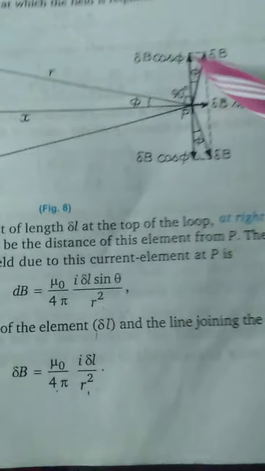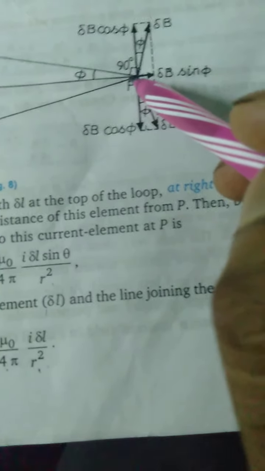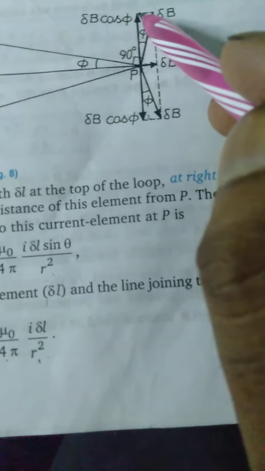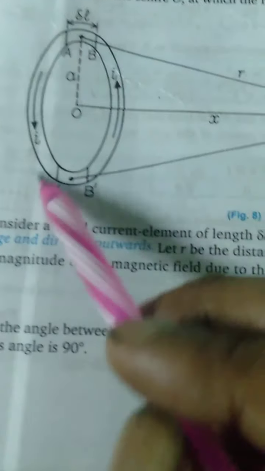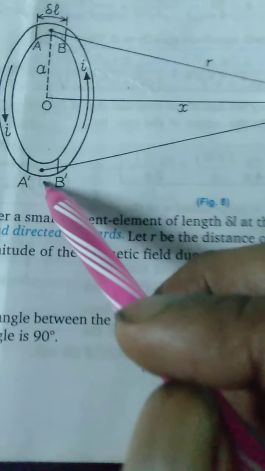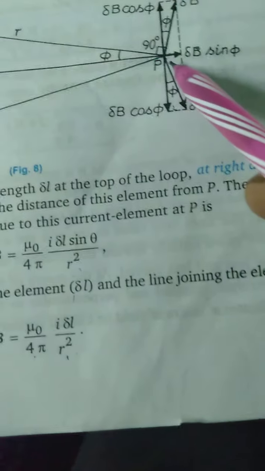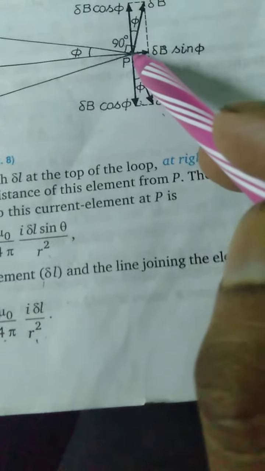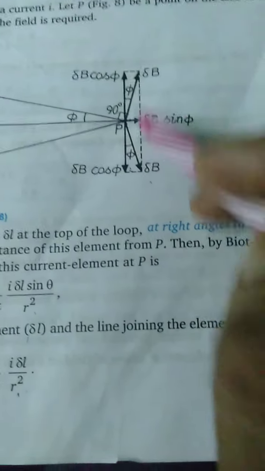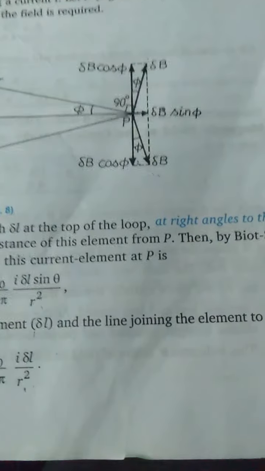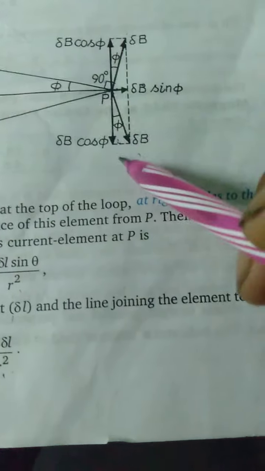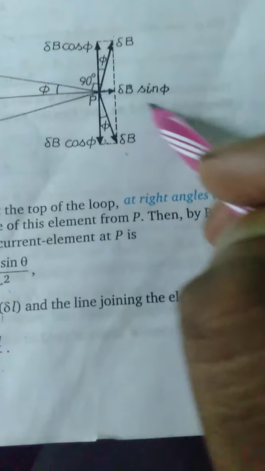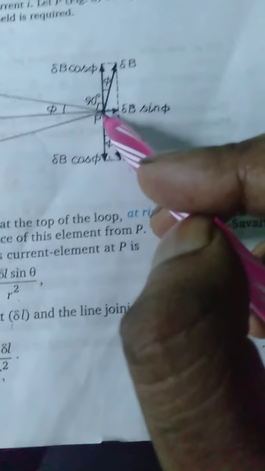Now this dB, the field due to this element dl, is resolved into two components, dB sin phi and dB cos phi. Now let us consider one more element diametrically opposite to this first element, and here also we get the magnetic field dB. This is also resolved into two components, dB sin phi and dB cos phi. As you can see clearly, the dB cos phi components cancel each other, and finally we are left with dB sin phi.